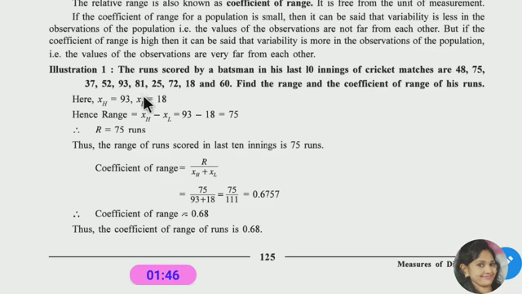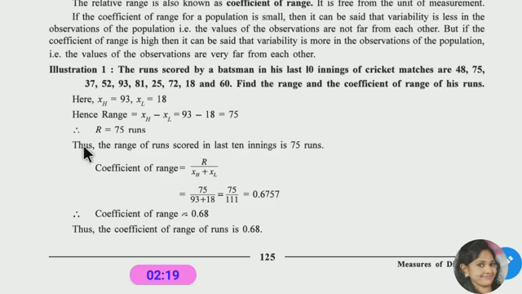Let's first find the absolute range. Here see in these observations which is the maximum value, 93, and which is the lowest value, 18. So XH is equal to 93 and XL is equal to 18. So range R is equal to XH minus XL, that is 93 minus 18. So R is equal to 75 runs. Whenever you mention the absolute range, it is compulsory to mention the unit.